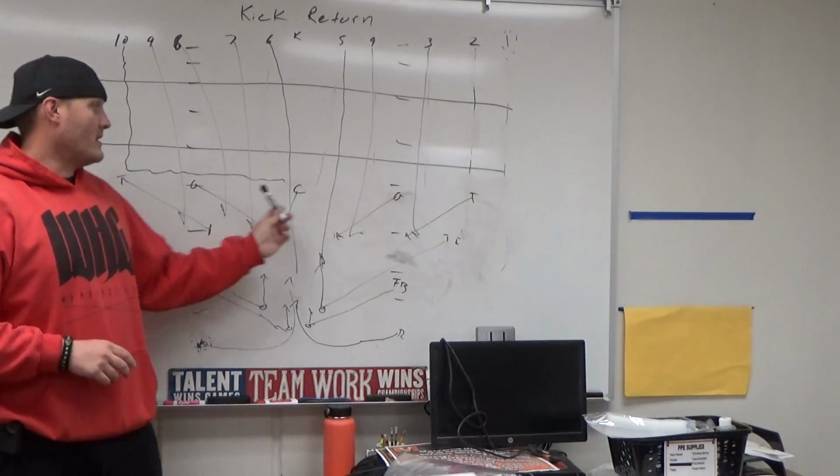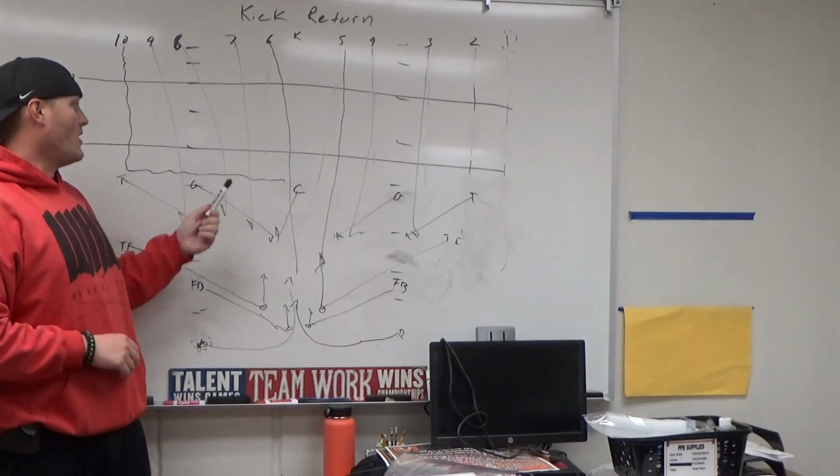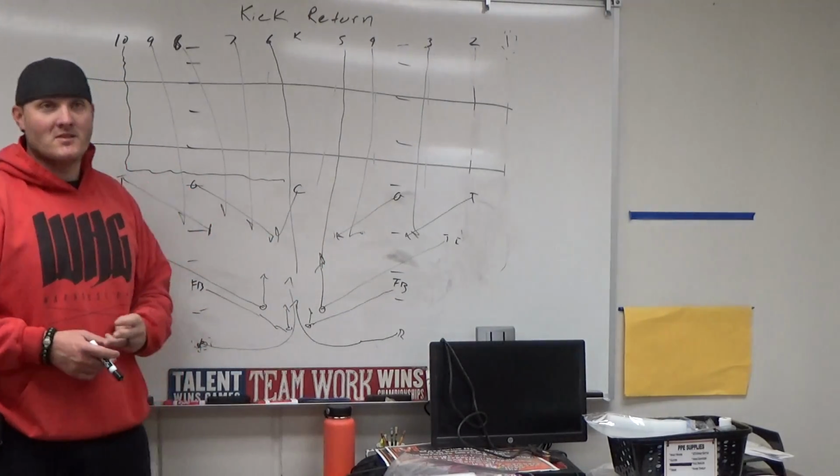Again, we keep our front line the same thing, anywhere between 2 to 5 yards to help with onside kicks or any kind of squib kicks or stuff like that.